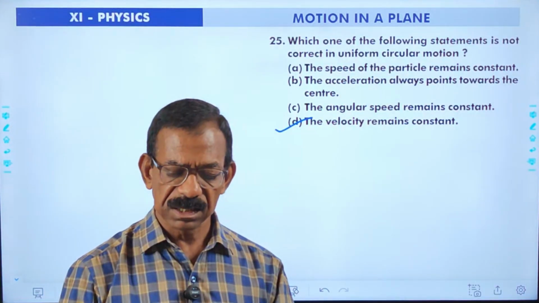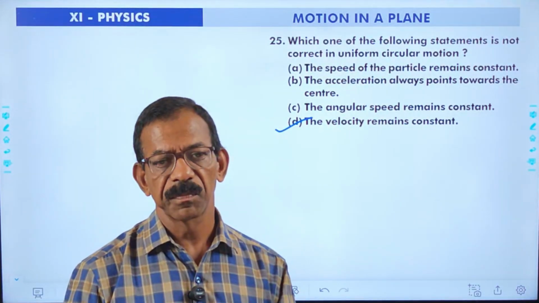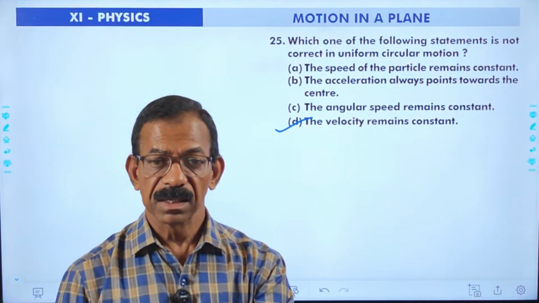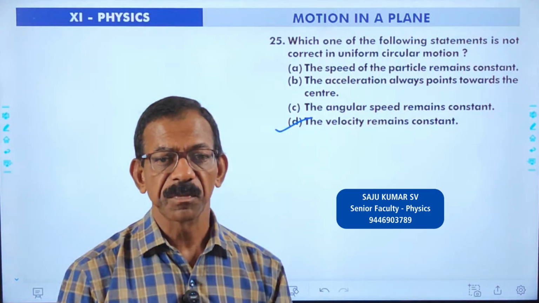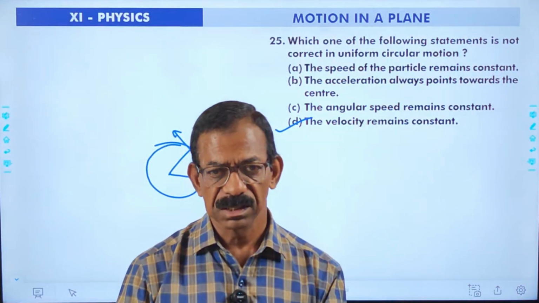Now, we have discussed 25 questions related to the chapter Motion in a Plane. We can study it repeatedly with better practice and similar type questions so that you can score well in the examinations. Okay, thank you.